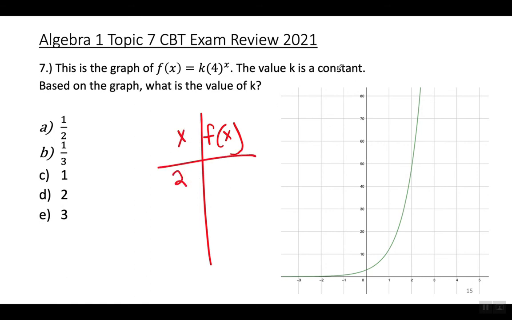When x is 2, let's test out this answer first, all right? If k is 1 and x is 2, does this work? All right, so I put 2 into the function. 4 to the second power is 16, and 16 times 1 is 16. So as you can see, if k is 1, when x is 2, f of x is 16, which is like somewhere over here. So that does not work, okay?